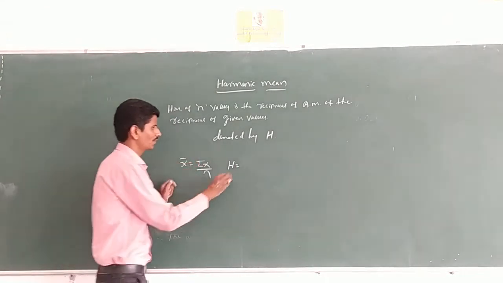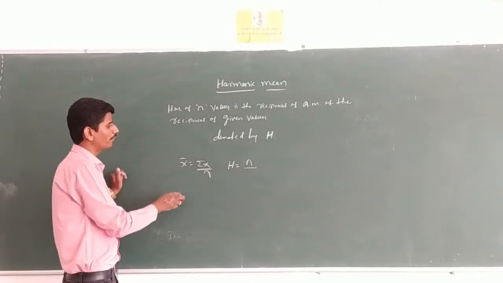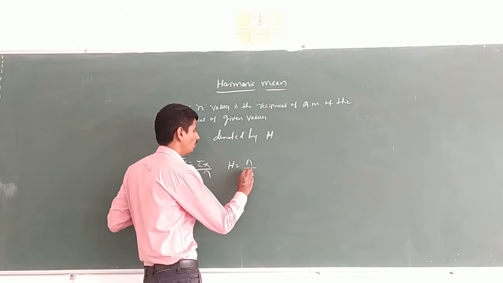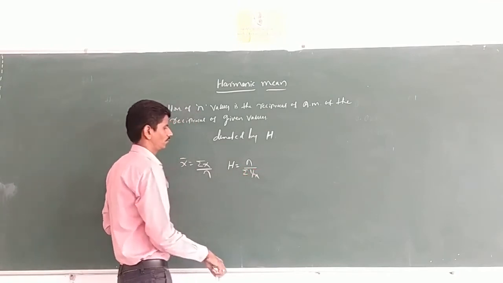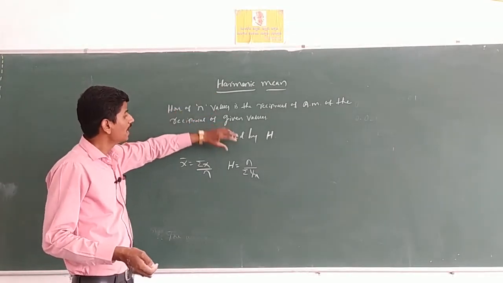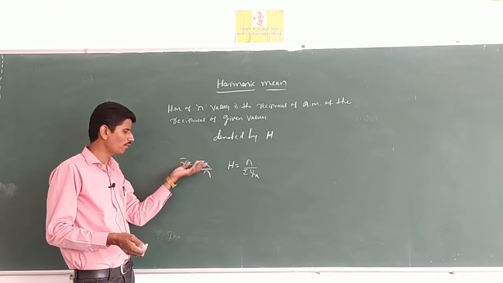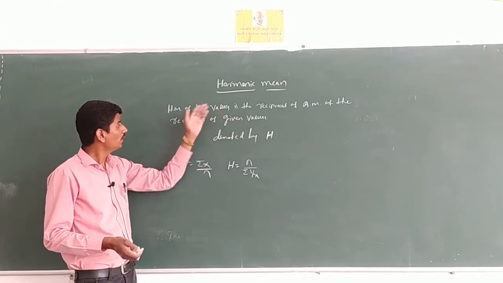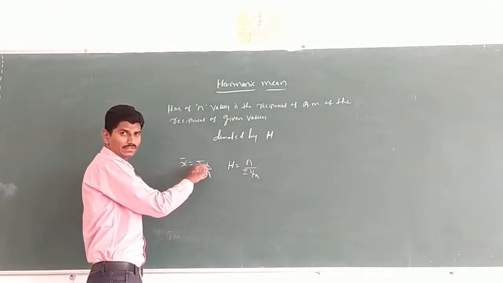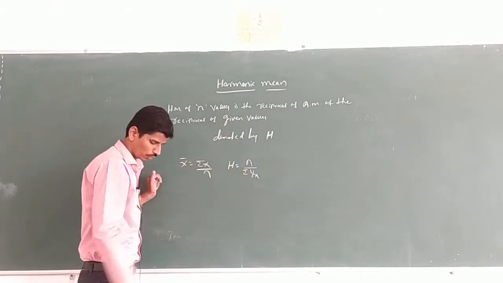n by the sum of x, and of the reciprocal of the given values. Here x is the series values. The reciprocal of x is 1 by x. Then n by the sum of 1 by x is the harmonic mean.